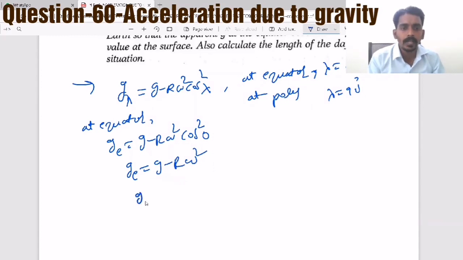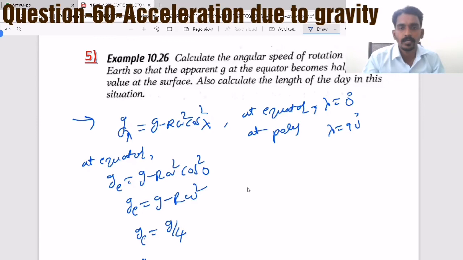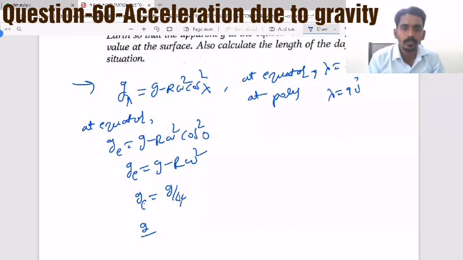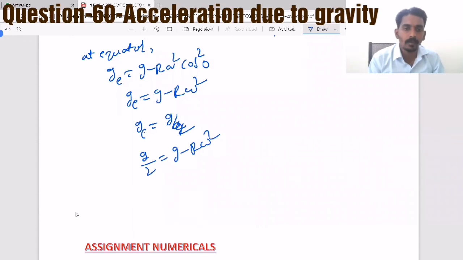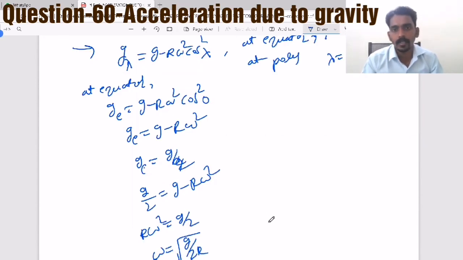Now G at equator should become G by 4 such that omega value should be adjusted. That means G at equator becomes half. Sorry, not 1/4. It should become half. So G by 2 equal to G minus R omega square. So R omega square will become then G by 2. Then omega will become root of G by 2R.